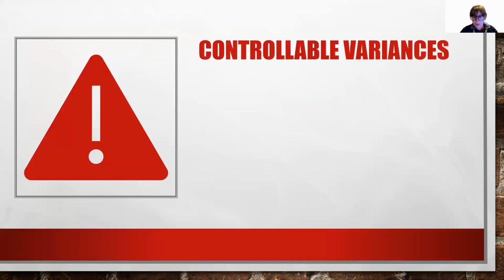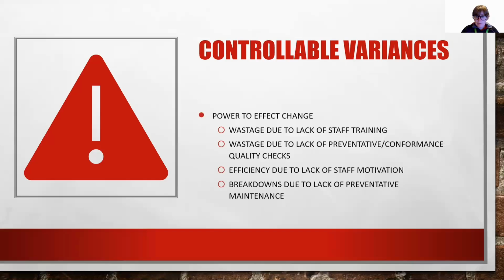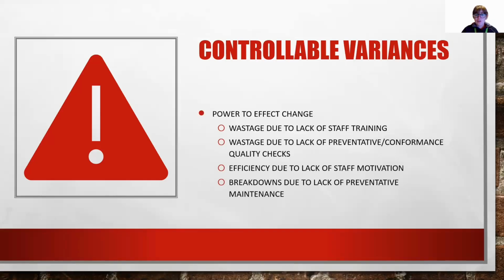Controllable variances then. What are these? Well, these have the power to affect change. So wastage due to lack of staff training, for example, it is within our power to train our staff. This could lead to better efficiency variances, but also higher levels of productivity. We could prevent wastage due to a lack of preventative or conformance quality checks. So if we aren't doing enough quality checks, perhaps we aren't being upfront with our staff because we don't know about it. Perhaps we need them to do a better job.